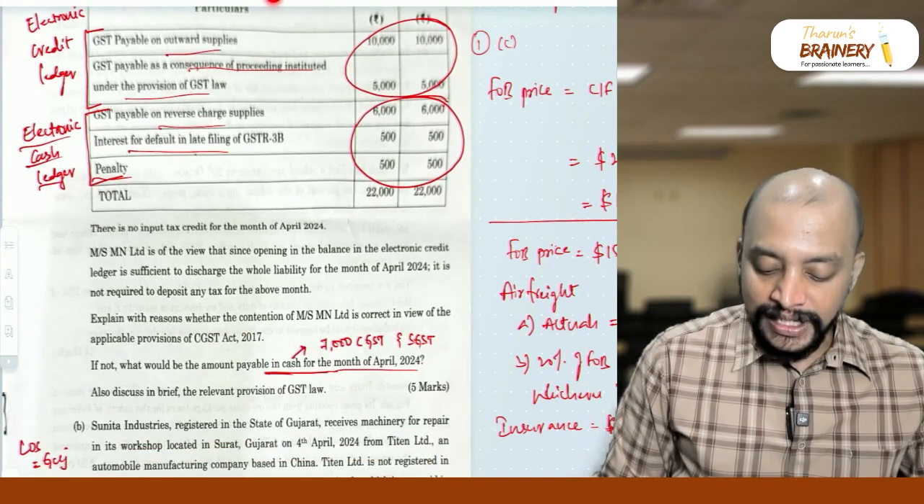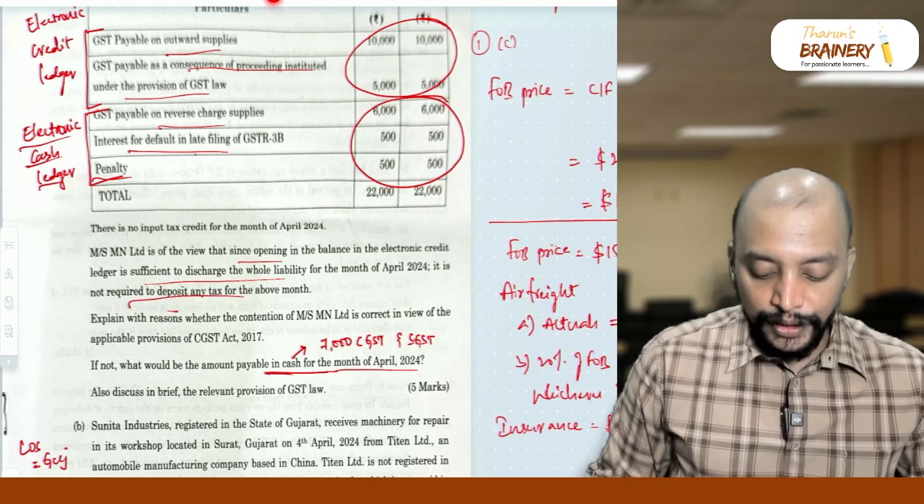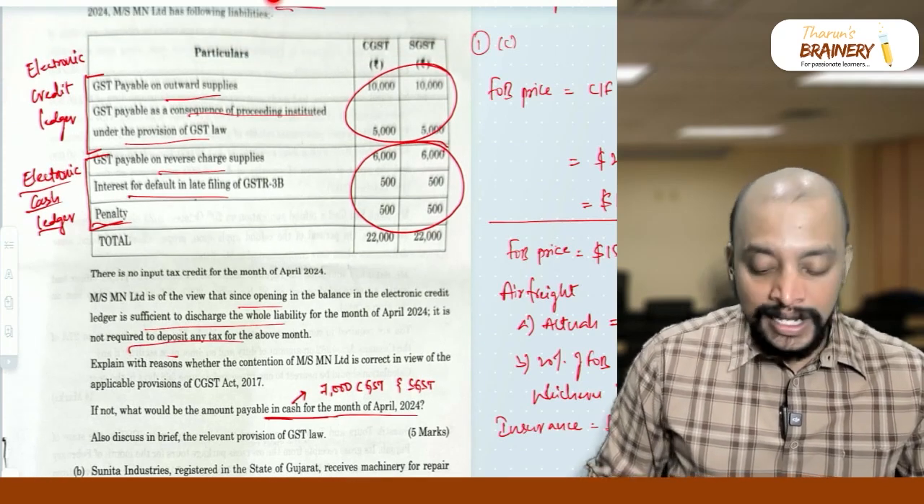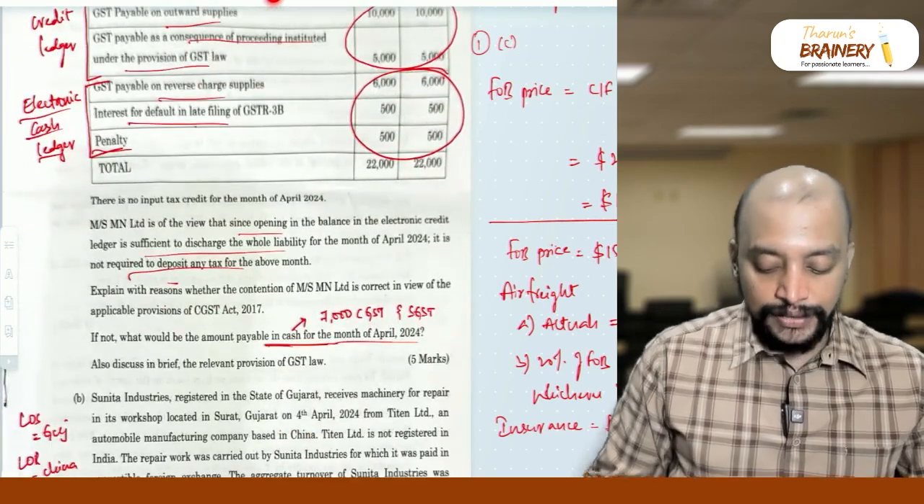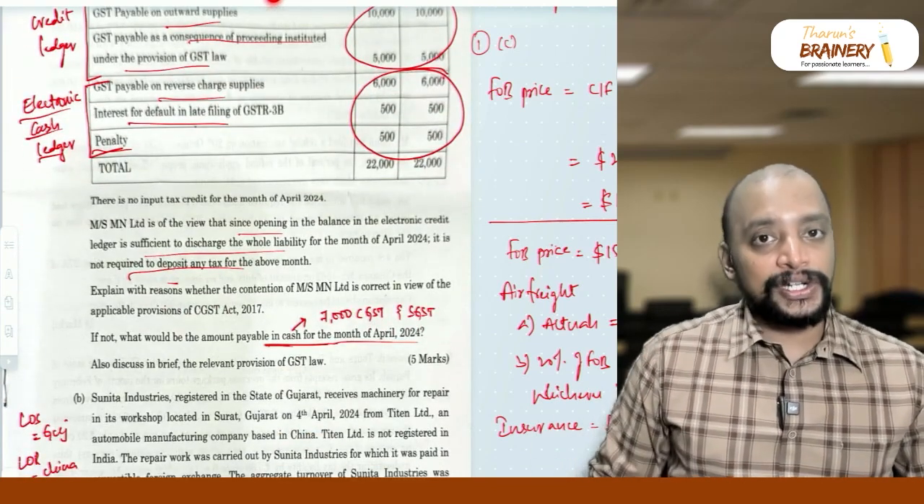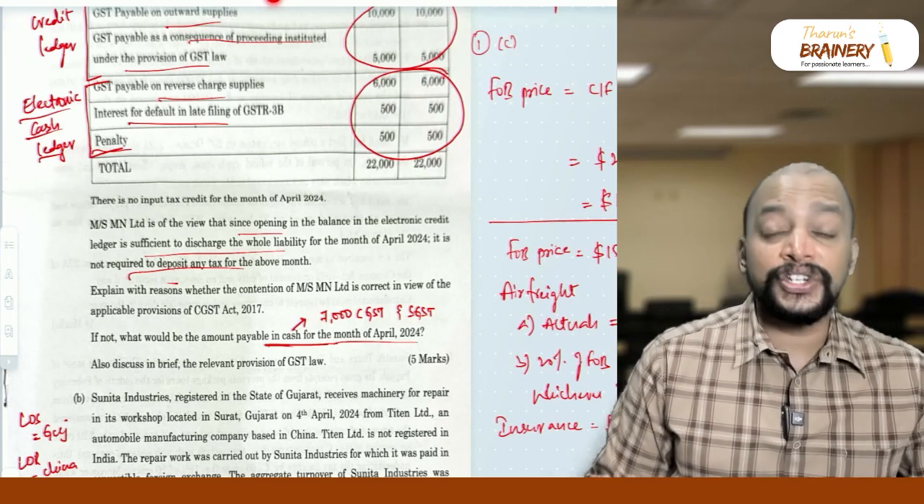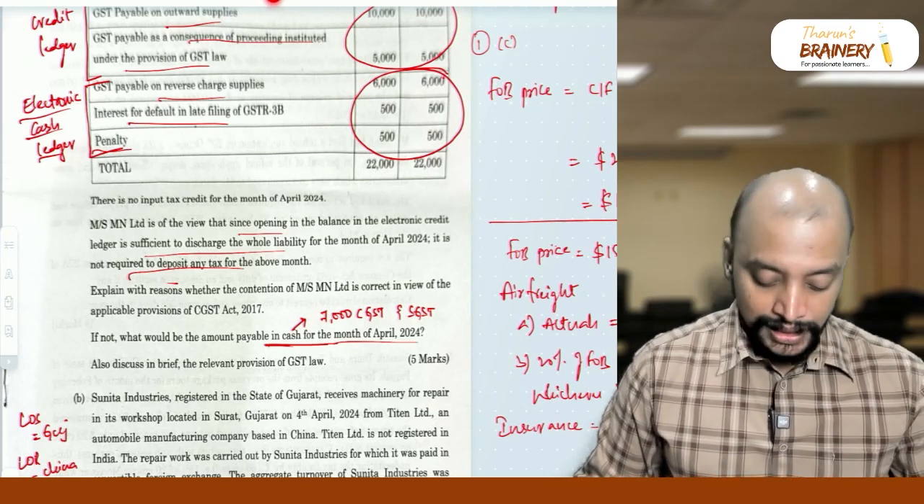Messrs. MN Limited is of the view that since the opening balance in the credit ledger is sufficient to discharge the liability, it is not required to deposit any tax for the above month. Wrong. They can utilize only 15,000 and 15,000. The remaining 7,000 CGST and 7,000 SGST, they have to pay using the cash ledger only. So we need to write Section 49, related to the payment process and electronic ledgers.